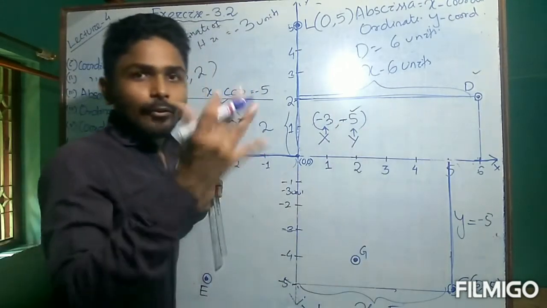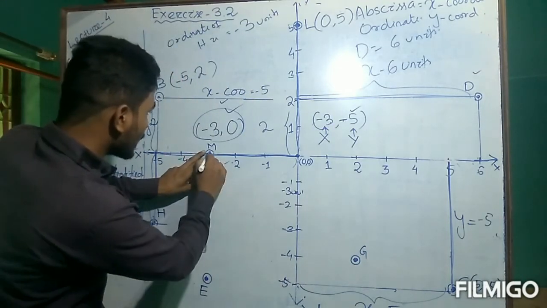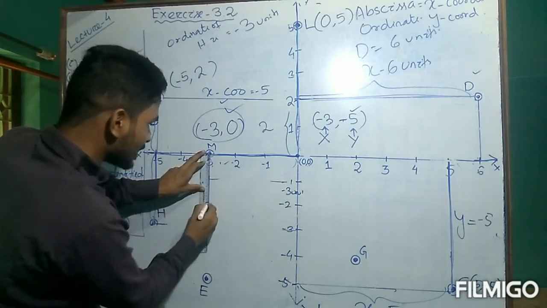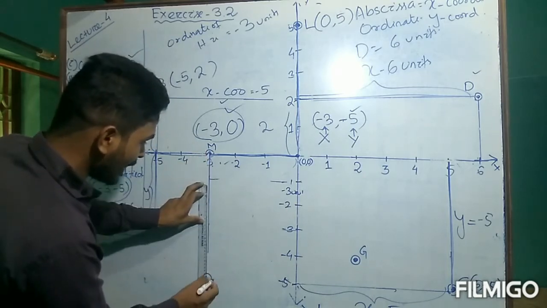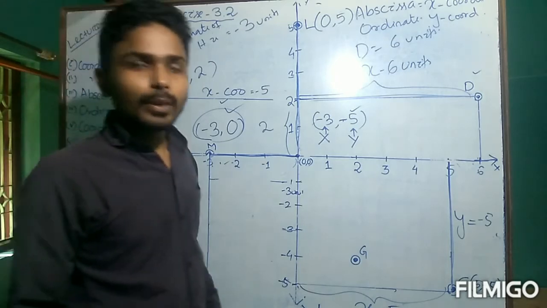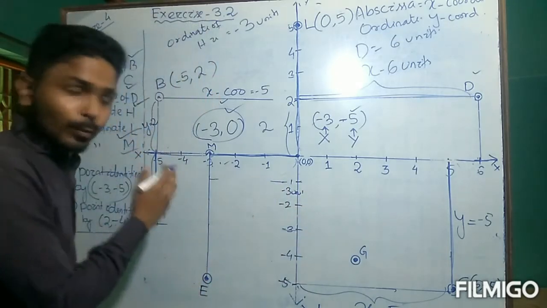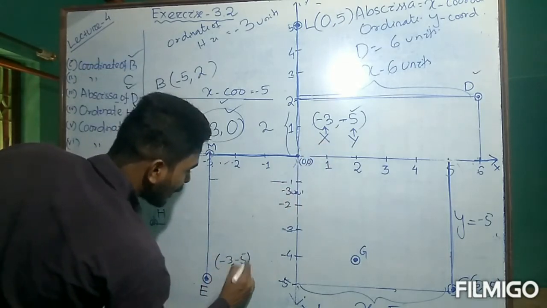Minus means negative direction of the y axis, that means towards the bottom, and up to how many units? 5 units in the negative direction. So let's move 5 units. See, this is your 1 unit, this is your 2 units, this is your 3 units, this is your 4 units, and finally you reach -5 units. At last we reach this point E, whose coordinate is (-3, -5).